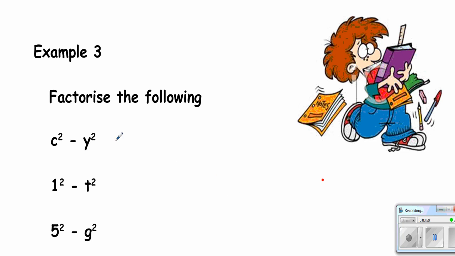Here we've got some examples where we do not have numbers involved. So we've got c squared minus y squared. We do exactly the same as what we've done previously. The square root of c squared is c. The square root of y squared is y. So again, make two identical brackets. One bracket will make positive, one bracket will make negative. Square root of c squared is c. Square root of y squared is y. And again, one positive and one negative.